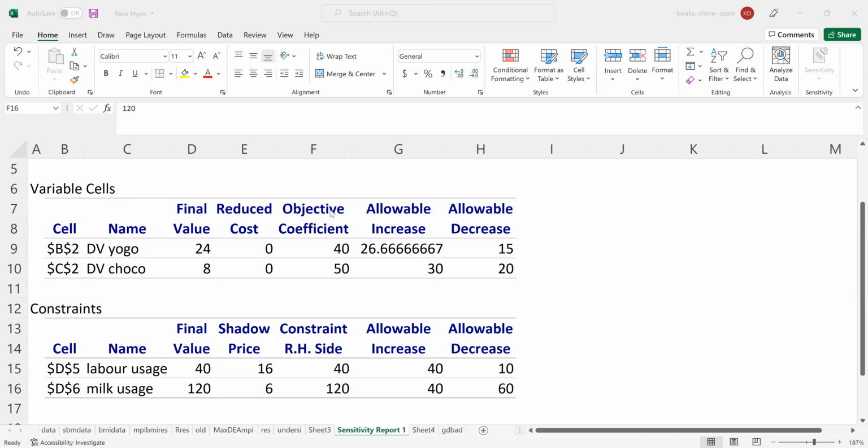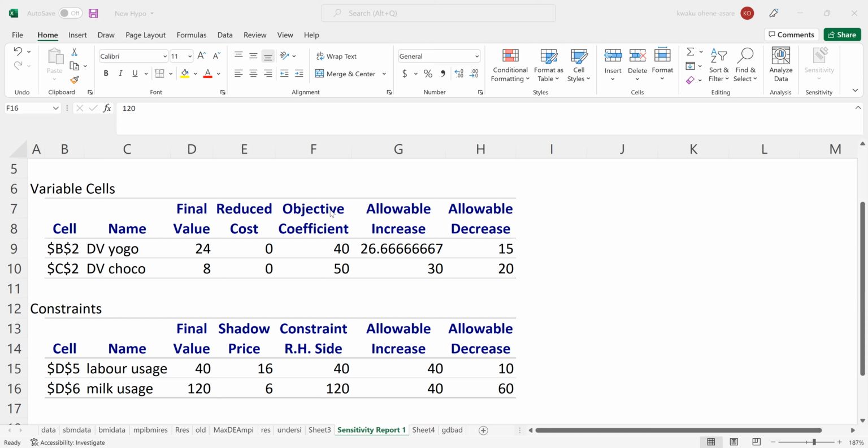So here is the point. As long as that unit price of 40 is hovering anywhere between the 25 and 66.67, the optimal solution will not change. The optimal solution will not change. The Z value will change. But as long as it's within the sensitivity range, the optimal solution will not change. I want to prove that.